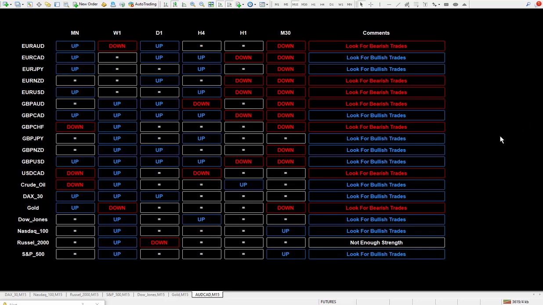Now here is my daily trade plan. It's running in real time, analyzes from the monthly all the way down to the 30 minutes, with a bunch of calculations, and within the comments here it'll say look for bearish trades or bullish trades. Sometimes it's a little bit flat and sometimes it'll say preferred. In other words, there's a stronger chance it'll either go up and or down.